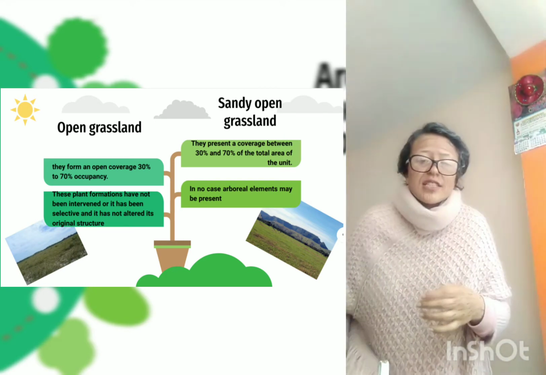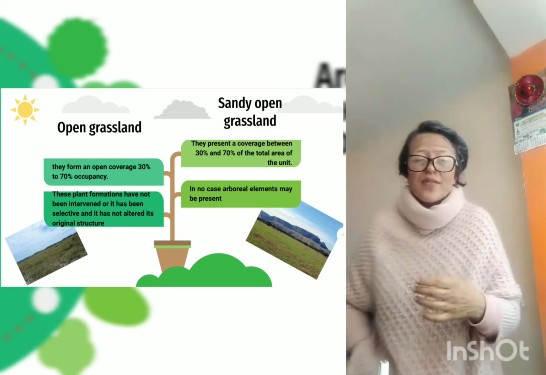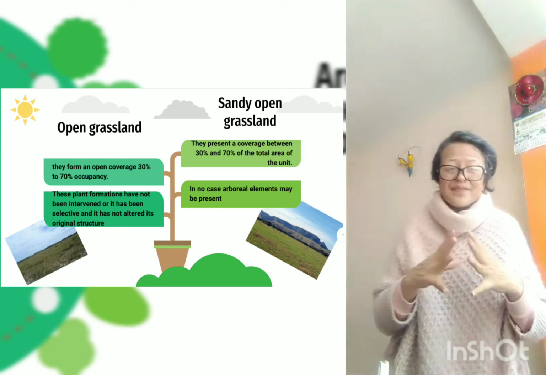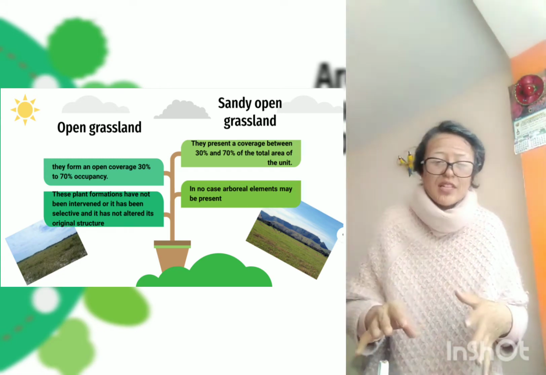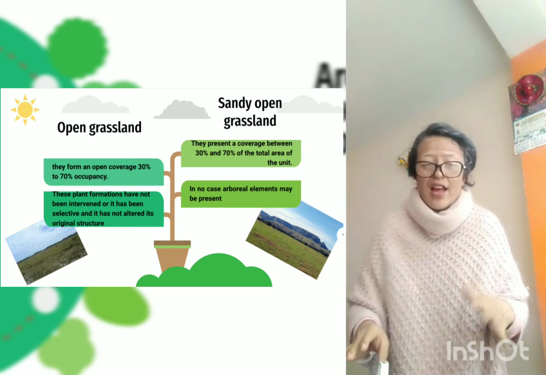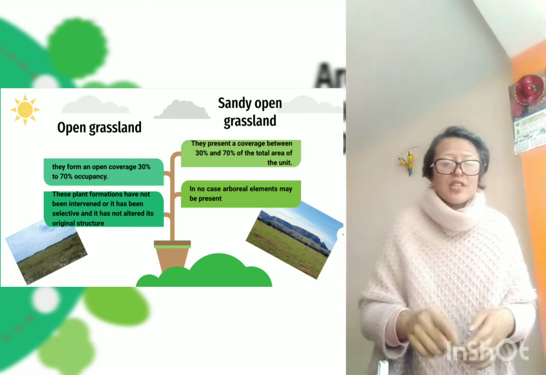And the other, the sandy open grasslands, also covers an area of 30% to 70% of the total area. This doesn't have an arboreal element.